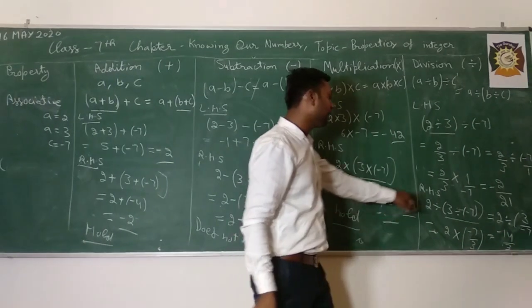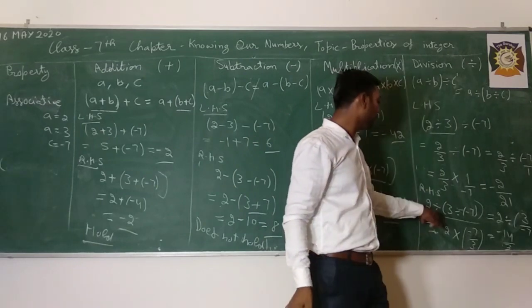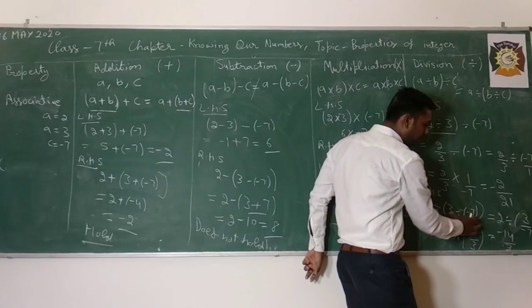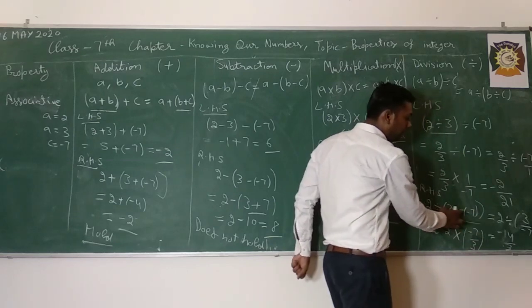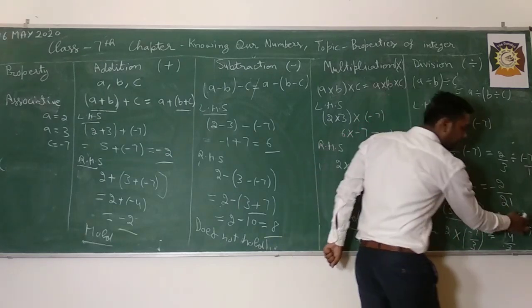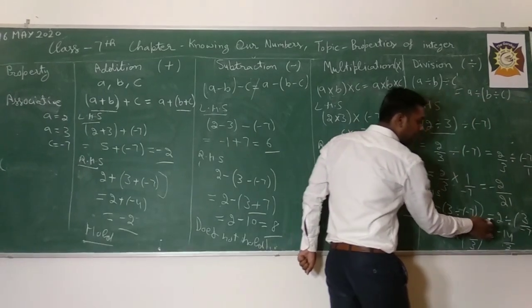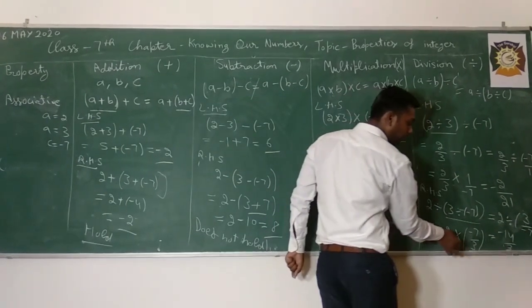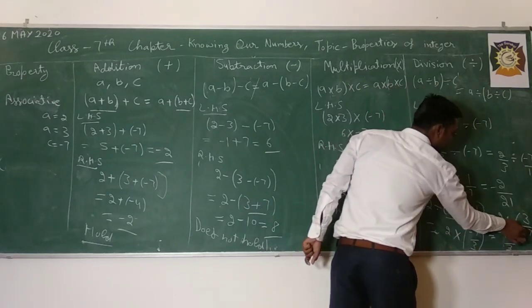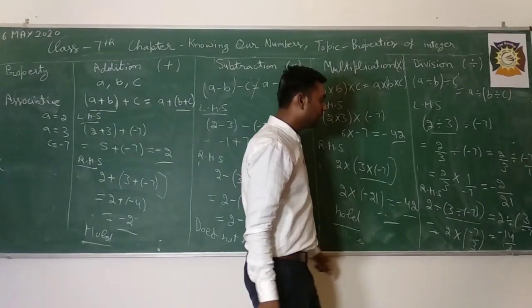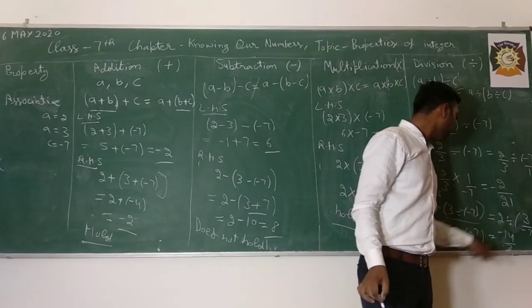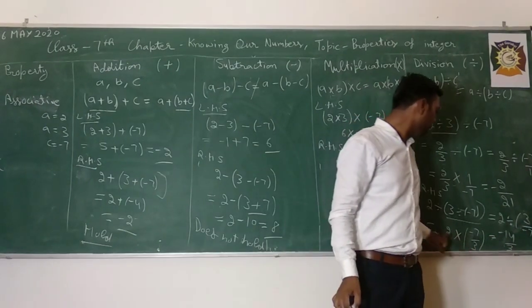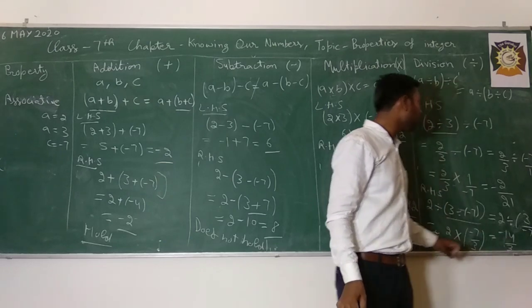I repeat it. Right hand side, put A equal to 2, B equal to 3 and C equal to minus 7. This is our group. First we divide it. 3 divided by minus 7, that is equal to 3 by minus 7. And our equation is 2 divided by 3 by minus 7. Now change the division sign into multiplication and reverse the integers. That is 3 by minus 7 converted to minus 7 by 3. 2 into minus 7, that is minus 14 divided by 3.